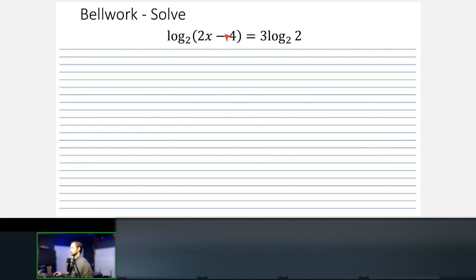Even if you plugged in 6, it's the right answer. 2 times 6 is 12. 12 minus 4 is 8. So log base 2 of 8 equals 3 log base 2 of 2. Maybe also not as clear to see if it's even the right answer, but it is.